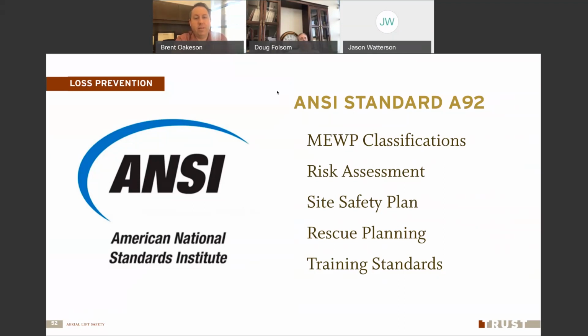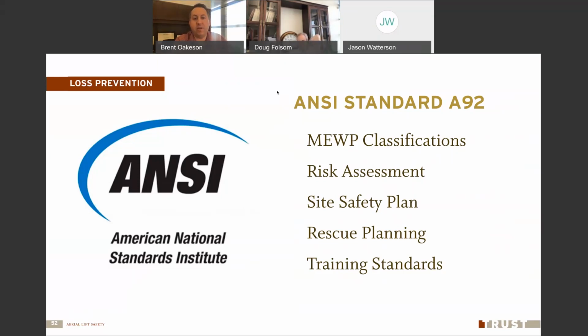One of the things that the ANSI standard calls out is the need to do a risk assessment and a site safety plan before you go and use your aerial lift equipment. So you're looking for those work site conditions that we talked about, and you're looking at something specific to the project and the site that you're going to use it on. That could be just a simple written plan of what's out there, how do we keep ourselves safe, what do we need to look for and be aware of before we use the lift in the area.